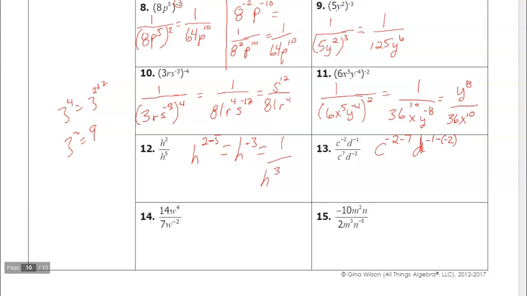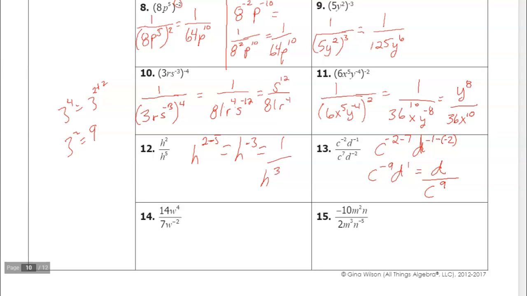So what this becomes now, after we simplify, negative 2 minus 7, I have c to the negative 9. But here, this becomes d to the first power because I have negative 1 minus the negative 2 becomes plus 2. So what we have is negative 1 plus 2. So it becomes d to the first. So now this d stays on top, and I drop the 1 because we don't need it. And the c to the 9th goes to the bottom.